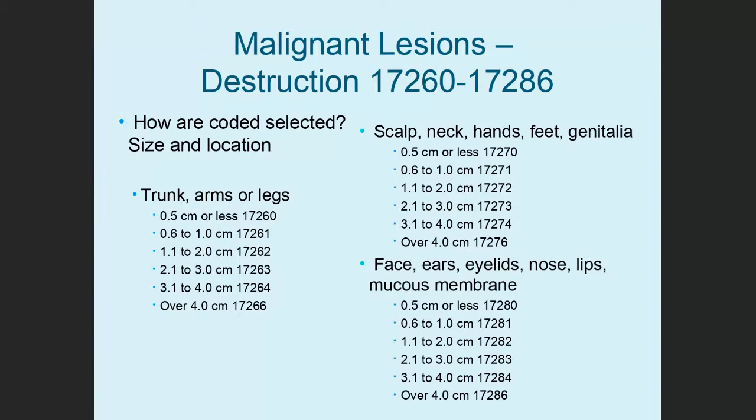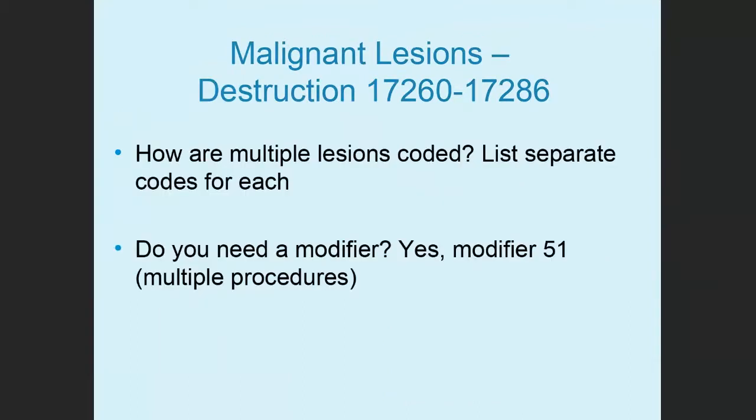So if a malignant lesion of the lip measuring 4.1 centimeters is destroyed, use a code from the group 17280 to 17286, and select code 17286. It's 4.1 centimeters, so it would come into that category. Each lesion is coded separately. Code the largest, most complex one first, with additional codes for the others with modifier 51.